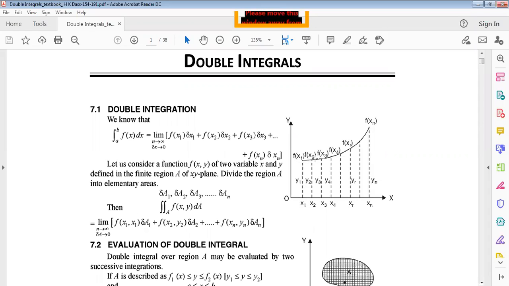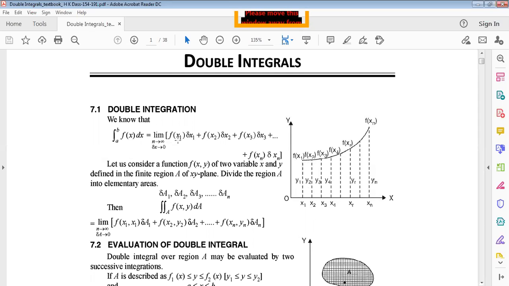Actually, what does this look like? This looks like a rectangle or a trapezium. If we take this line it would be a rectangle, but it is a trapezium. Similarly, x2 and x3 will form another trapezium, up to n trapeziums.